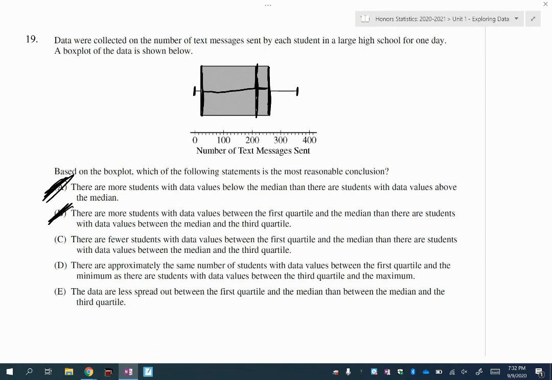There are fewer students with data values between the first quartile and the median than there are students with data values between the median and the third quartile. Just like in letter B, no, it's the same. All right, it's basically the same number.